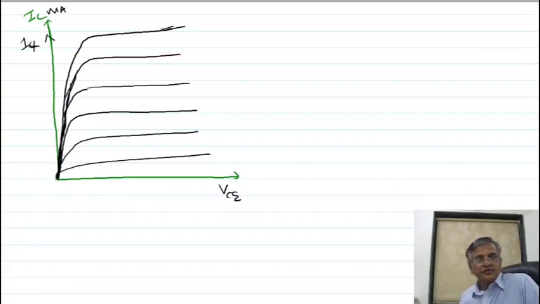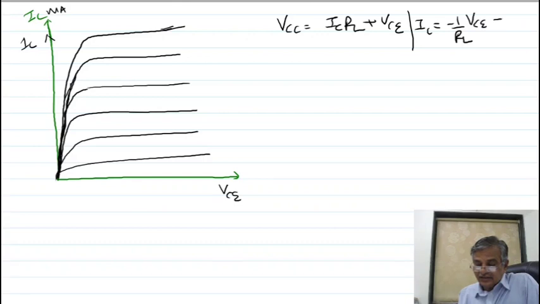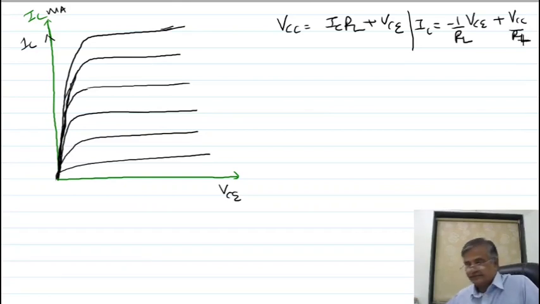Let us write the equation again: VCC is equal to ICRL plus VC. This is the equation of a line, and this line has a slope of minus 1 upon RL. So let us plot this line. To plot the line you require 2 points, so from this equation I will try to get 2 points.